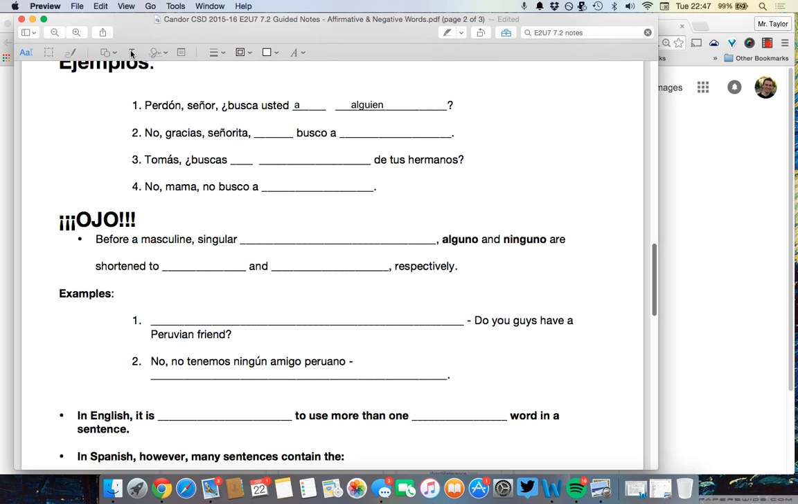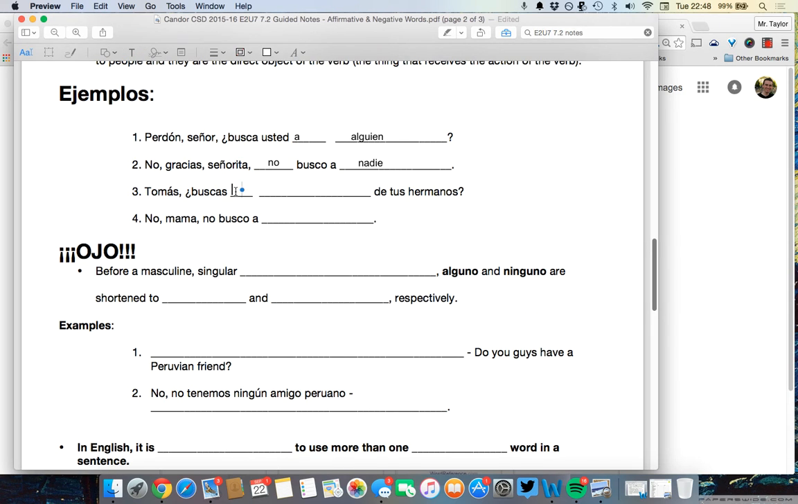But in English, it's weird, right? Or excuse me, in Spanish, it's weird because we use that double negative. So we're going to say, no busco a nadie, right? So I'm not looking for no one, which really in English we translate as I'm not looking for anyone, okay? Then we go over here, and this is a new conversation, and the mom is talking to Tomás, and she says, Tomás, buscas blank, blank de tus hermanos? Now, she's saying, hey, Thomas, are you looking for one of your brothers?